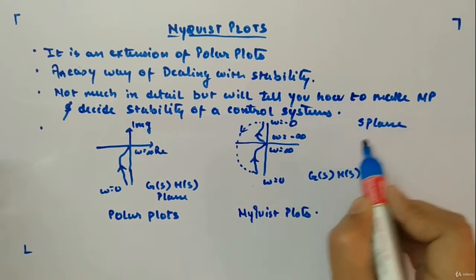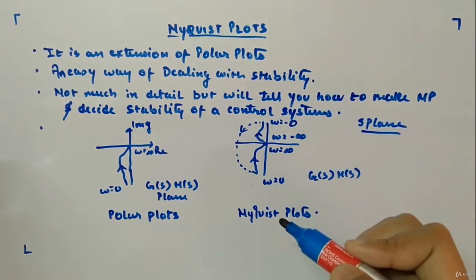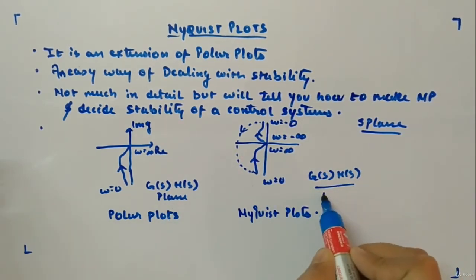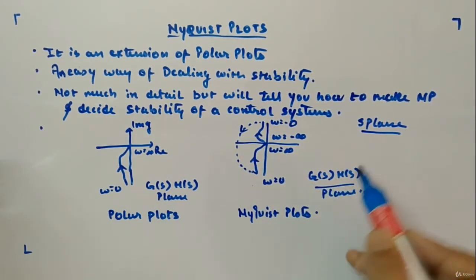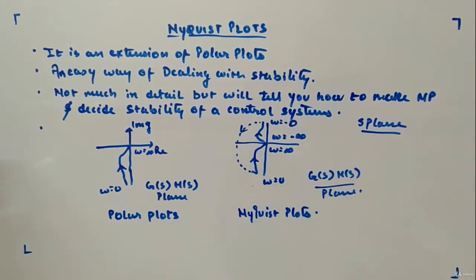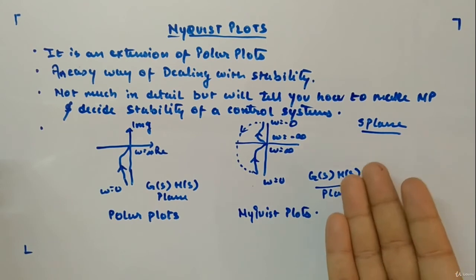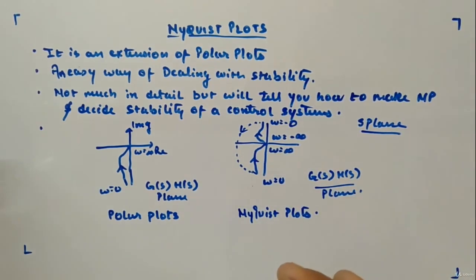We can have plots in the S plane as well, but we will see why we are doing it in this plane. And how to map from the S plane to the GH(s) plane. We have already done that, but I will elaborate on it. So this is what we will see in Nyquist plots, and I will go through examples just to give a better picture.